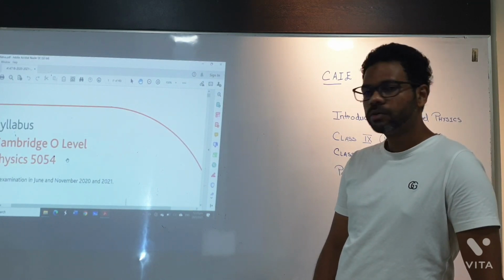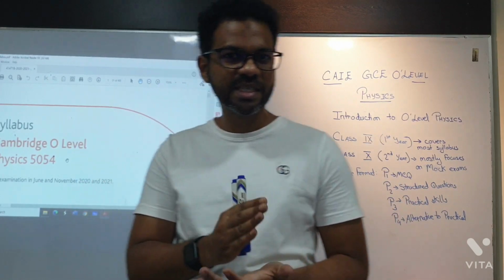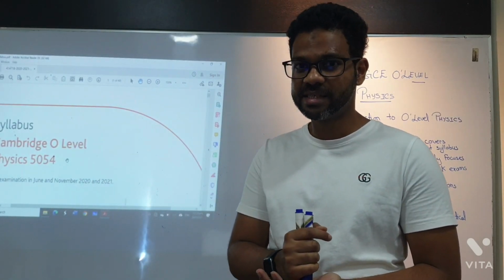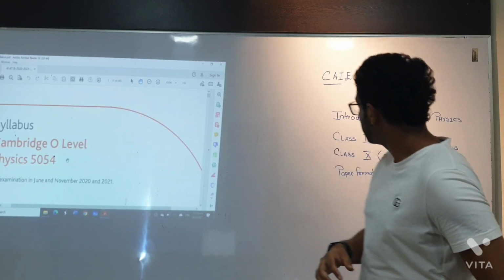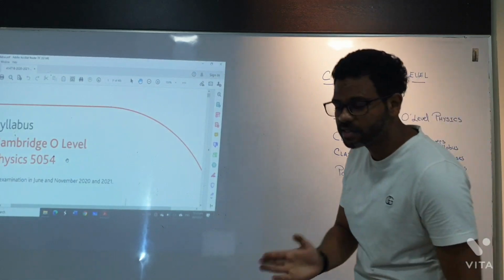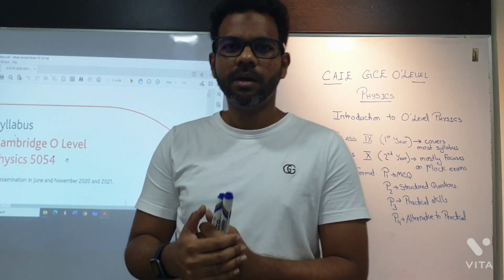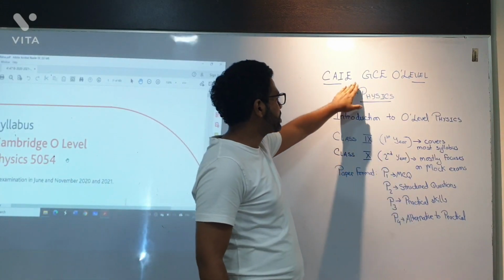In the Cambridge curriculum we have basically two parts of O-levels. One is GCE, the other one is IGCSE. In this video we are going to talk about Cambridge or CAIE GCE O-level physics, not the IGCSE, although they are similar. But there are some minor differences between them. But we will be talking about GCE O-level physics.